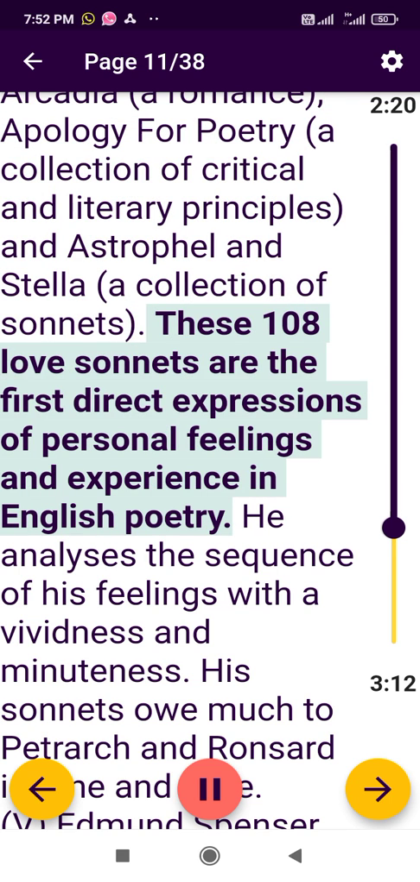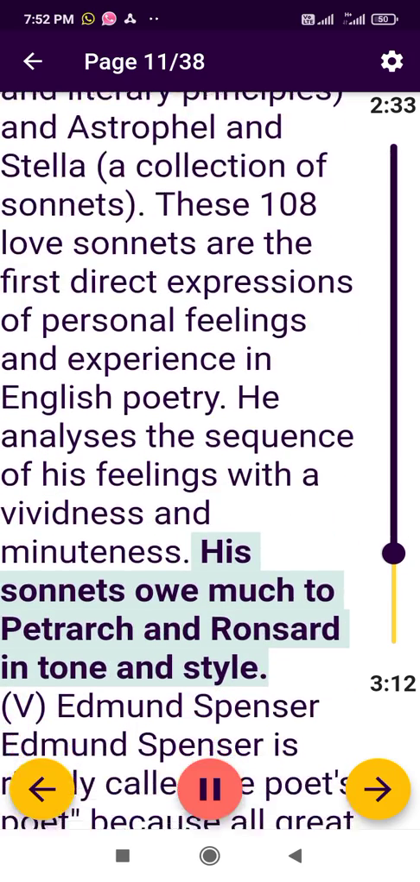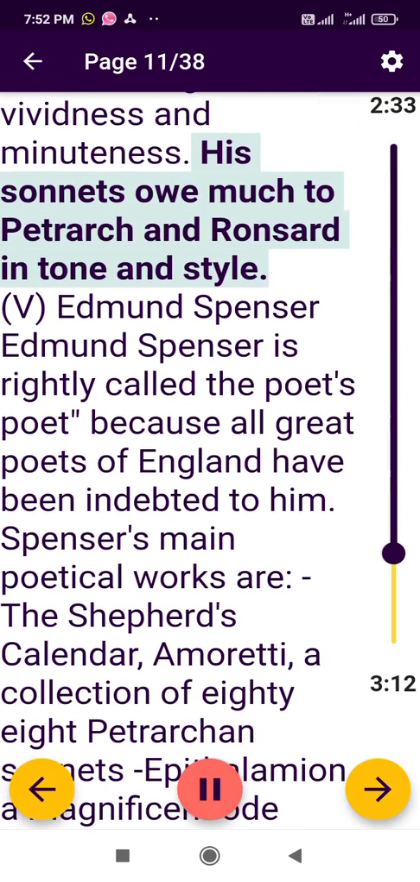These 108 love sonnets are the first direct expressions of personal feelings and experience in English poetry. He analyzes the sequence of his feelings with vividness and minuteness. His sonnets owe much to Petrarch, and run hard in tone and style.